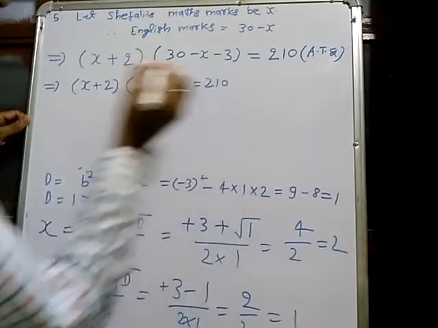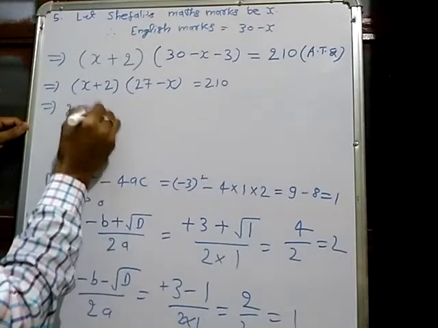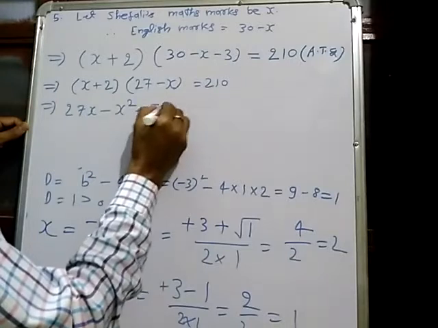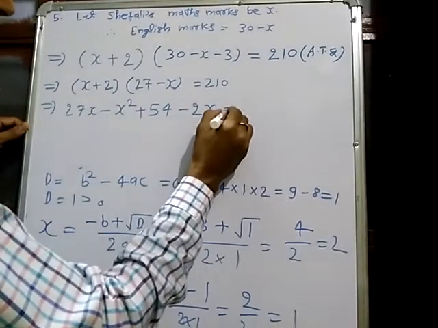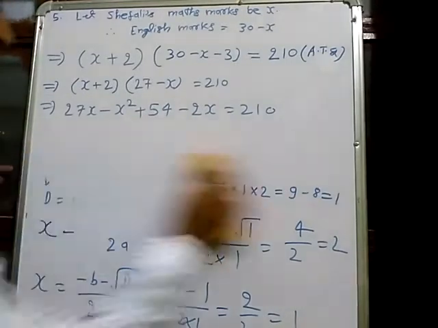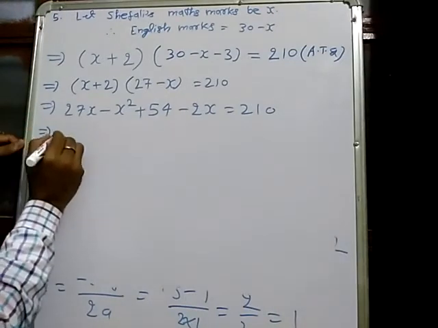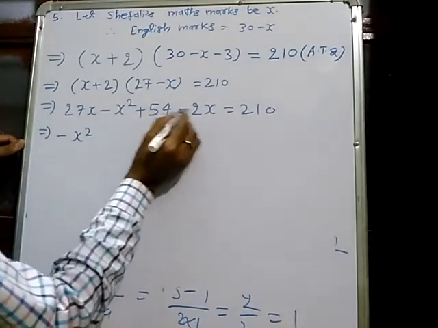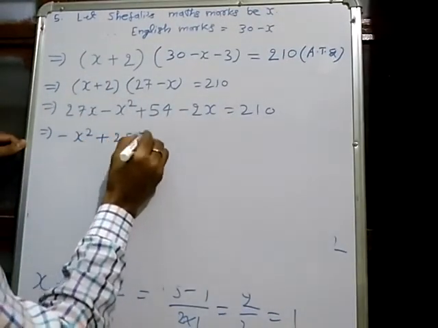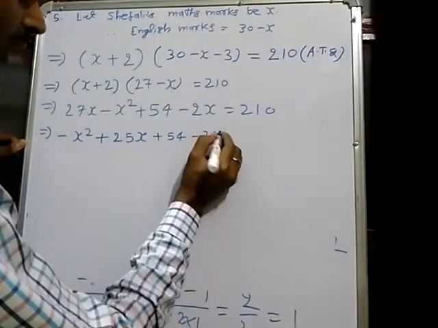is equal to 210. Then simplify x into 27, we get 27x. x into minus x is minus x square, plus 2 into 27 is 54, minus 2x is equal to 210. Correct? After simplifying this step, minus x square, 27x minus 2x is plus 25x, plus 54 minus 210 is equal to 0.